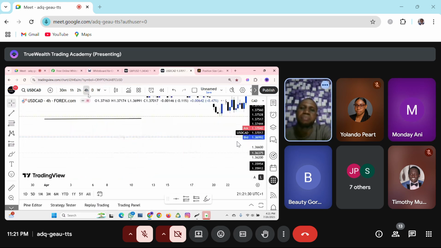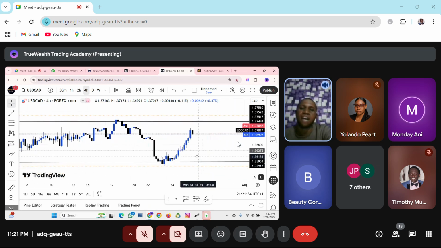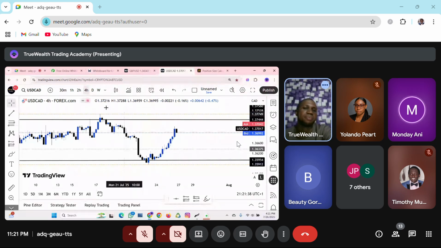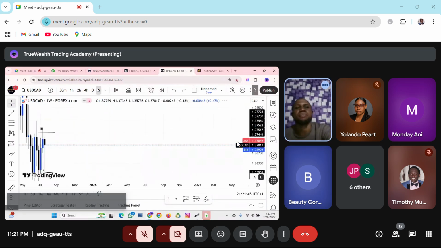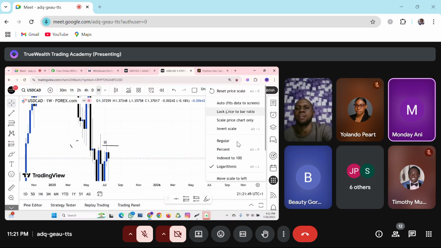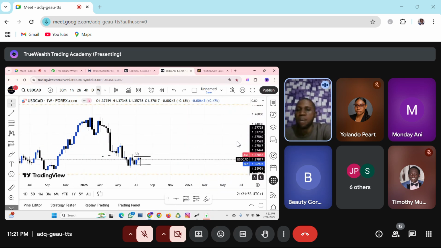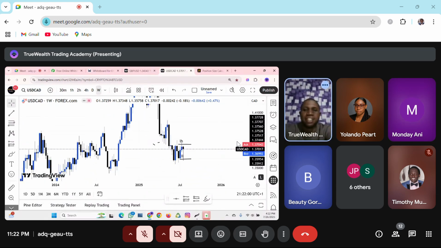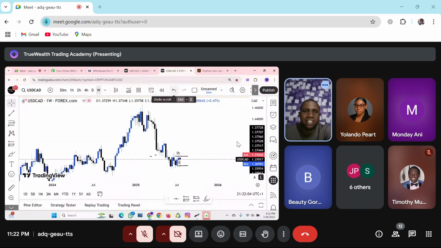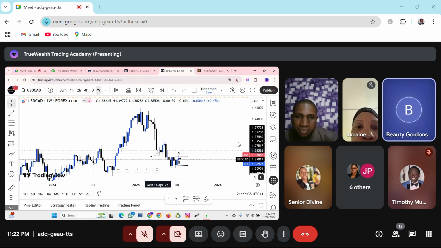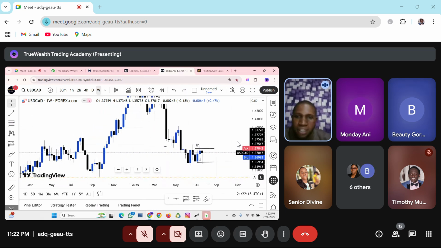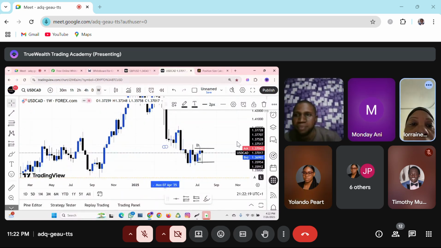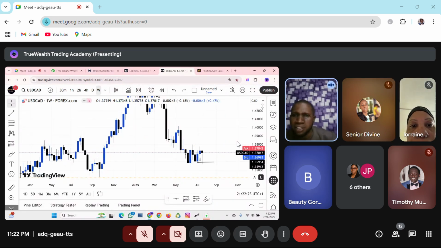So, 4-hour time frame, let's go back. 4-hour time frame, we are in an what? Uptrend, right? Daily time frame, we are in a what? Downtrend. So let's go to the weekly time frame. Are we in an uptrend or downtrend? Look at it carefully. Uptrend or downtrend? I think we are in a downtrend. Yoli, are we in a downtrend or uptrend?